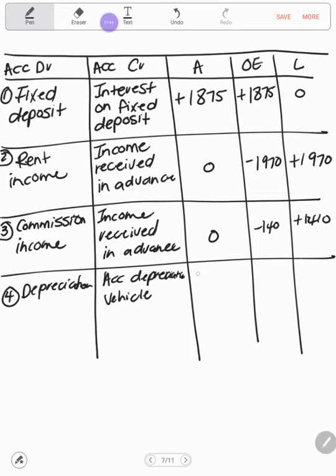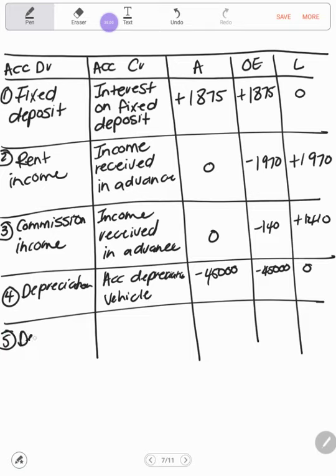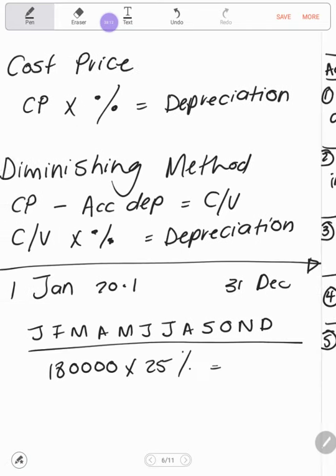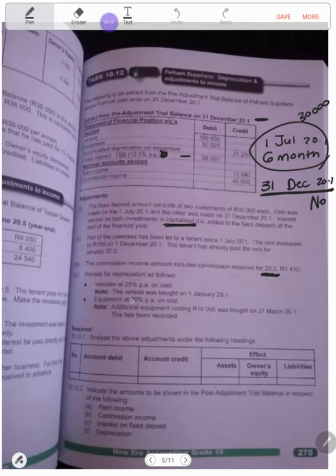So it will be minus on your assets, because your assets are decreasing in value, and minus at owner's equity, because that is a cashless expense. And you'll do the very same for the next depreciation. You can already add your details into account debit and account credit because it's already given. And that was now on equipment.